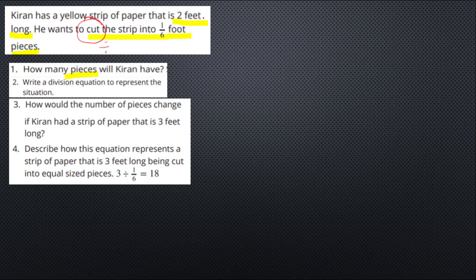So the paper is 2 feet long. It's into 1/6 foot pieces. So 2 is my total again. 1/6 is my in each. So I do not know my groups again. So since it says cut, we know we're dividing. So we have total divided by in each. So we need a 1 underneath my whole. Change to multiplication and flip the second fraction. 2 times 6 is 12. 1 times 1 is 1. So that gives me 12 whole groups.